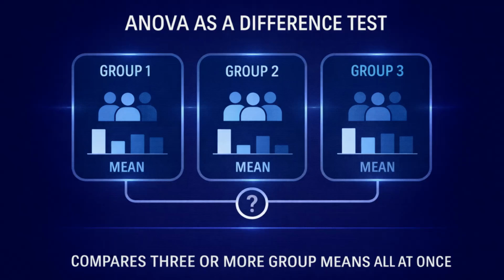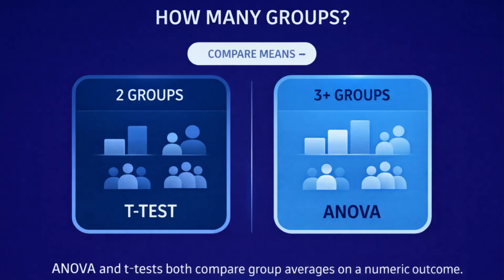ANOVA becomes the correct analytic choice because it compares multiple group means within one coherent test rather than running many separate comparisons. Conceptually, ANOVA is a difference test. It compares means, just like the independent samples t-test, but it does so across 3 or more groups. The analysis asks whether at least one group mean is different from at least one other group mean in a way that is unlikely to be due to chance. ANOVA does not test relationship, prediction, or association. It tests whether group averages differ on a numeric outcome.